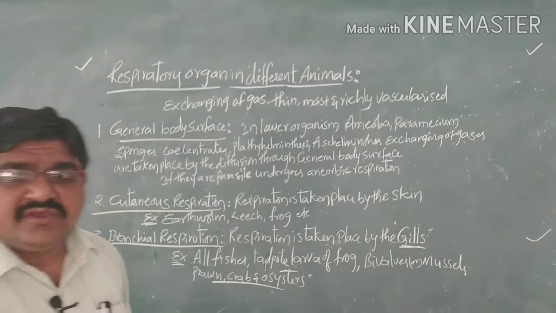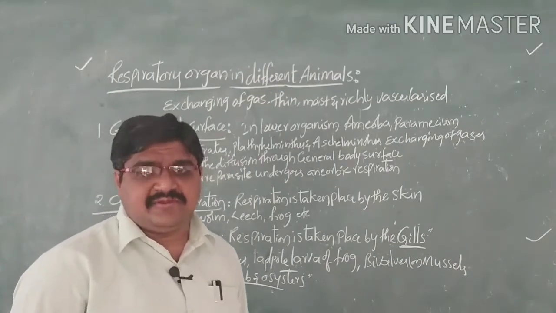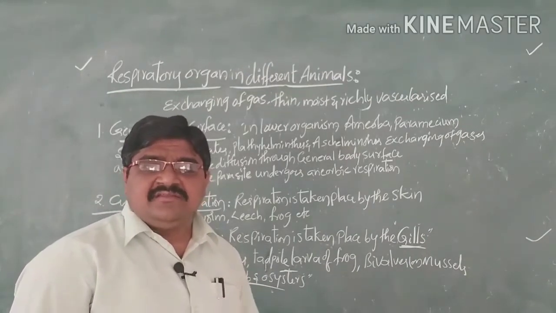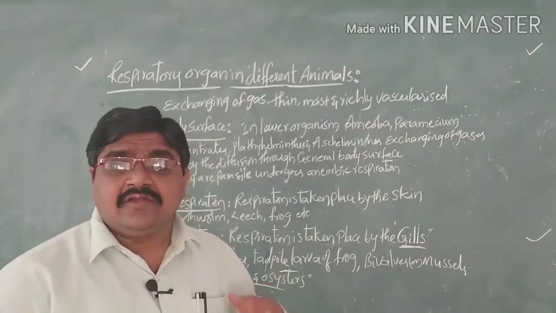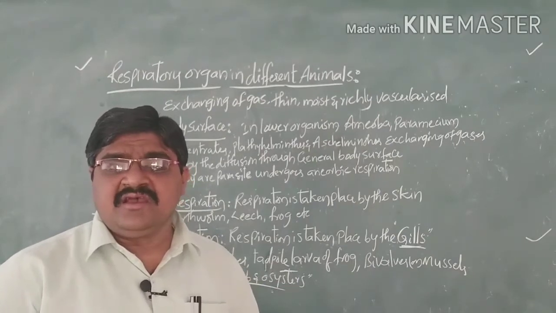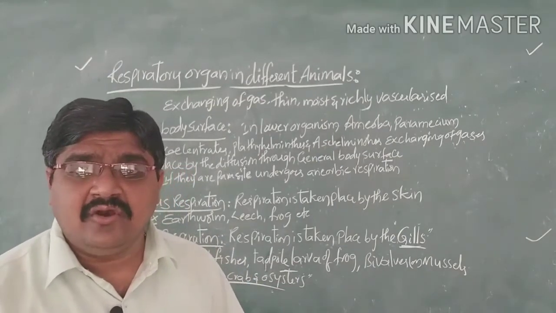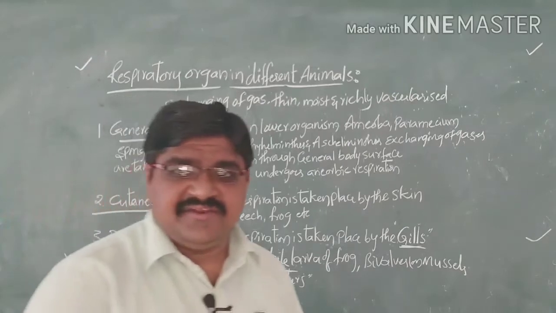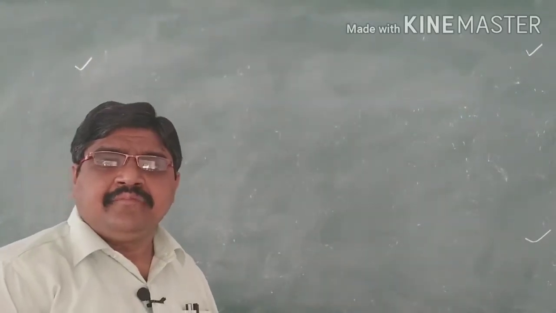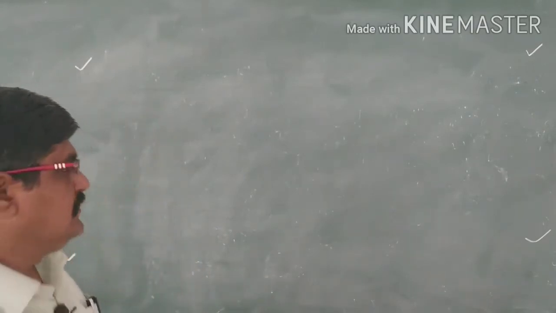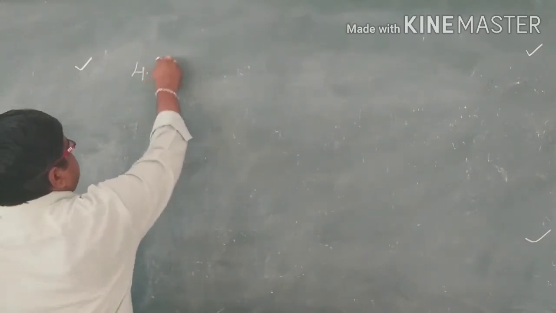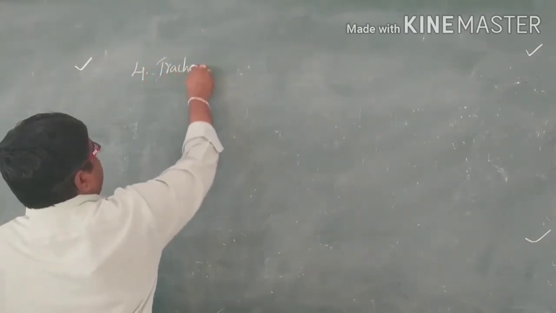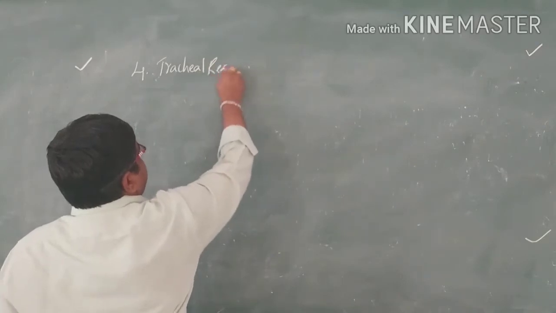Next, coming to the fourth one, that is the tracheal respiration. Tracheal means the tracheae are the respiratory organs, which are mostly seen in arthropods. These are seen in arthropods. What they are, now will be discussed. Tracheal respiration.